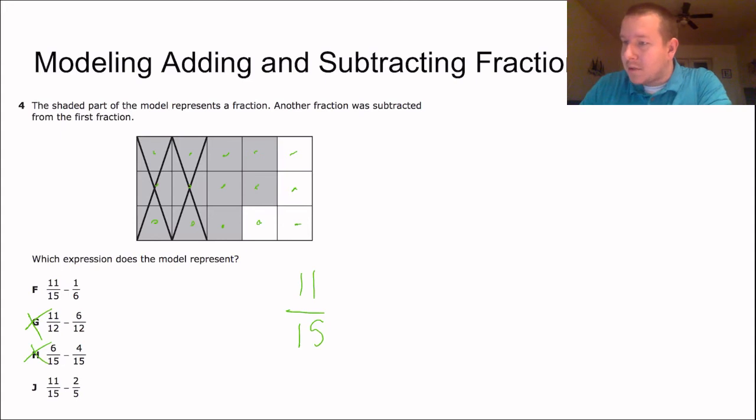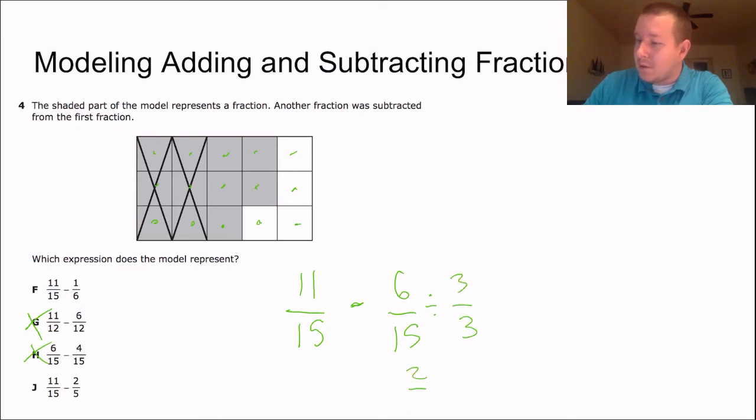So it's looking like if we're subtracting, we're going to need to put a subtraction symbol and then 6 out of 15. Now you might be thinking, oh, Mr. E, we don't have an option where we can do that. But that's where we're wrong. We have an option where we could simplify this fraction. What I noticed right away is both of these numbers are divisible by 3, to give us 2/5. So this model would represent 11/15 minus 2/5, which would be J.